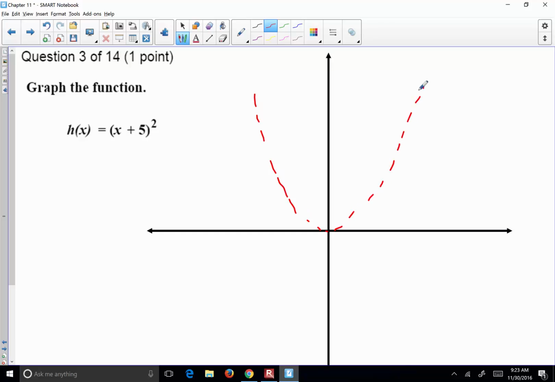To right, left. So move 1, 2, 3, 4, 5 left and mark that value and possibly write it down. -5, 0, the coordinates, right? And we will just make 2 branches sprouting.